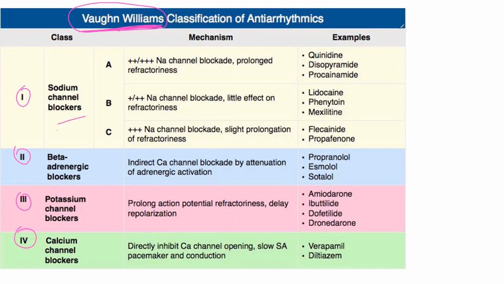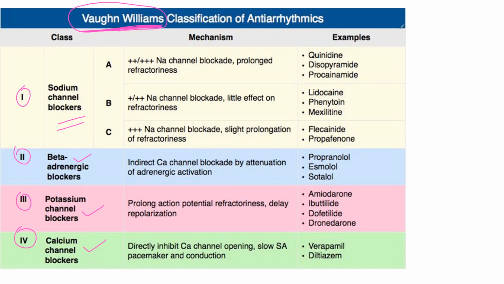Class 1 includes sodium channel blockers, class 2 includes beta blockers, class 3 includes potassium channel blockers, and class 4 includes calcium channel blockers. You just remember the drugs here. I can understand these are a bit difficult, but if you read them 4 or 5 times, definitely you can remember these drugs.